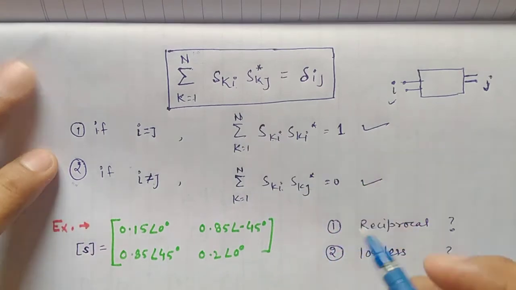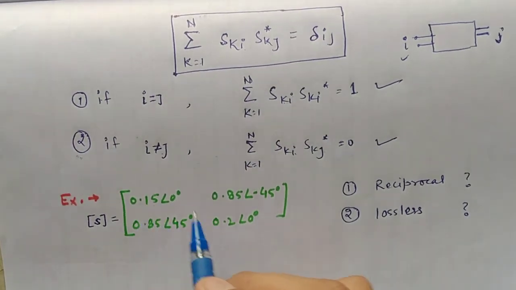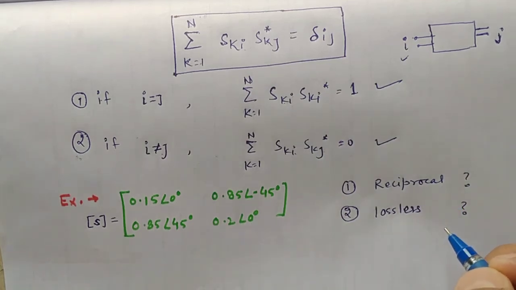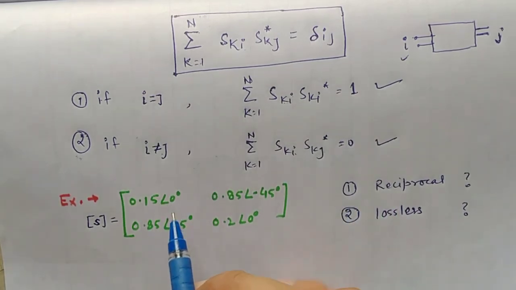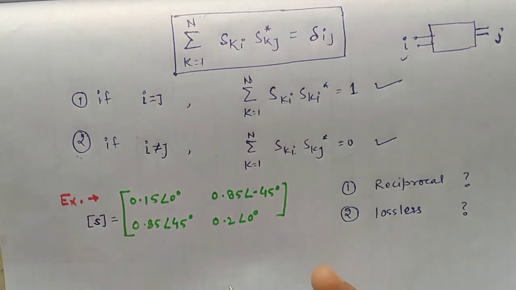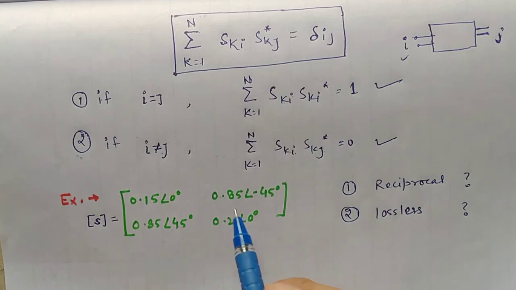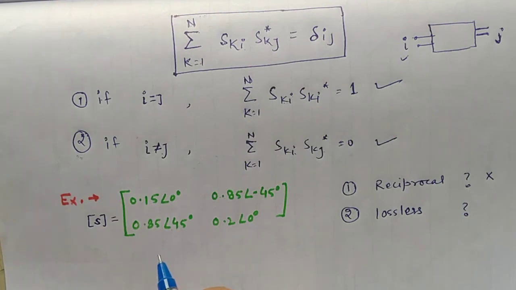Suppose I take one example and explain it. Here S11 is 0.15, S12 is 0.85 angle minus 45 degrees, S21 is 0.85 angle 45 degrees, and S22 is 0.2 angle 0 degrees. We have to find out whether it is reciprocal and lossless or not. First, for reciprocity, we can see directly that S12 and S21 are not equal, so it is not reciprocal because the network is not symmetrical. Clearly we can identify from the values that if the network is not symmetrical, it is not a reciprocal network.